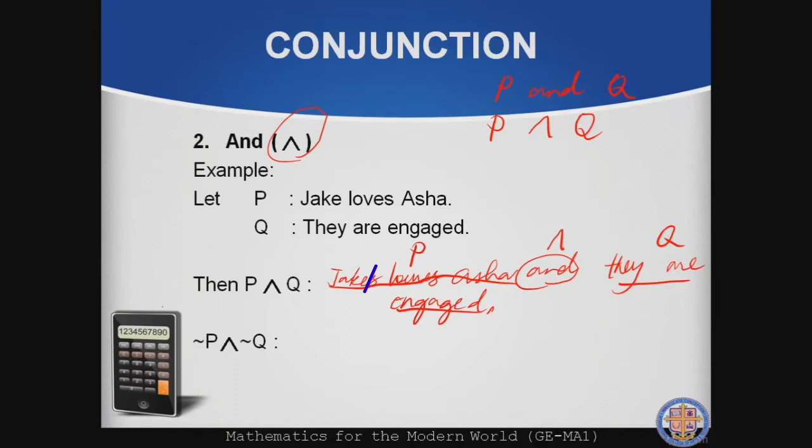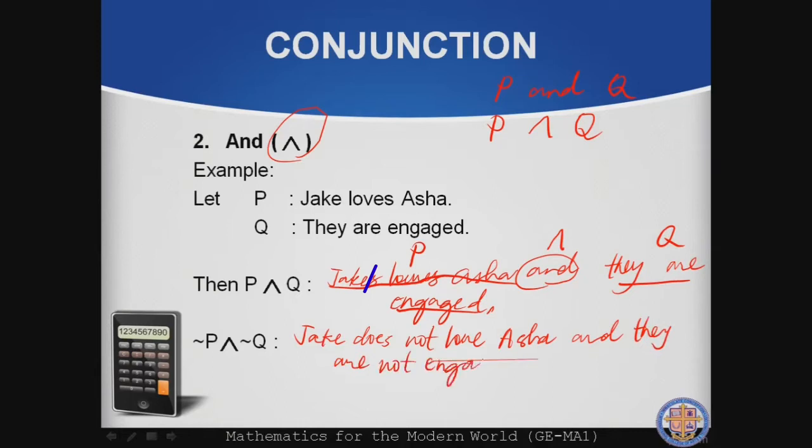How about this one? Not P and not Q. So how are you going to change it into a verbal sentence or English statement? So as you change, negate first P. So you may say, Jake does not love Asha, and they are not engaged. Okay? Jake does not love Asha, negation of P. Then this "and" symbol, inverted V, they are not engaged, is your not Q.